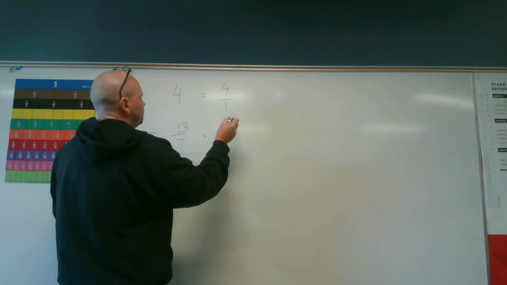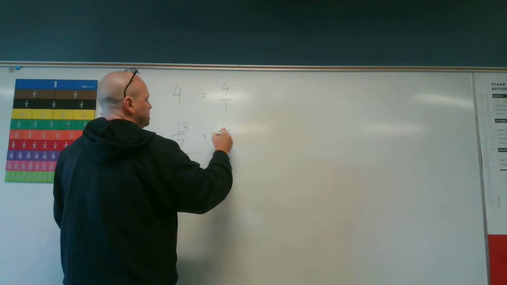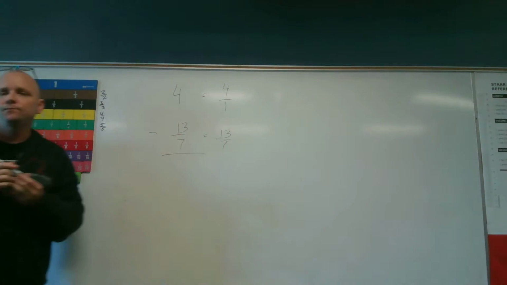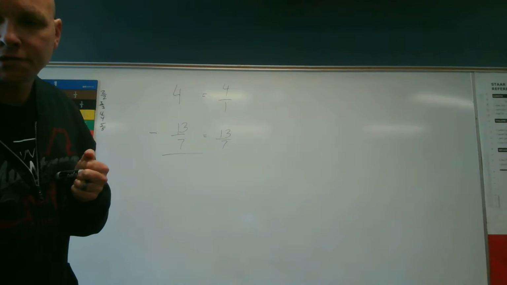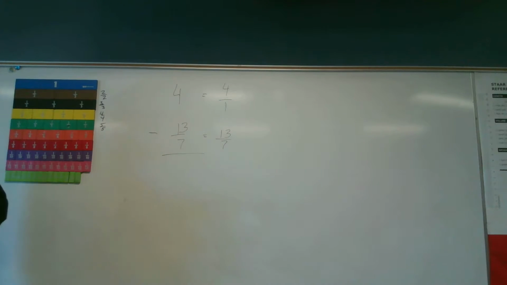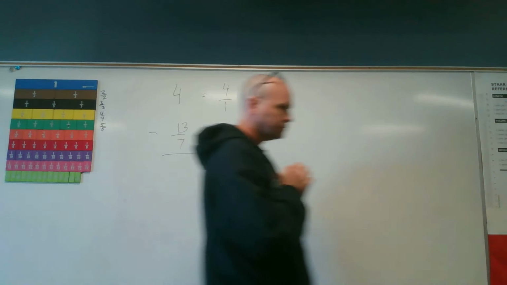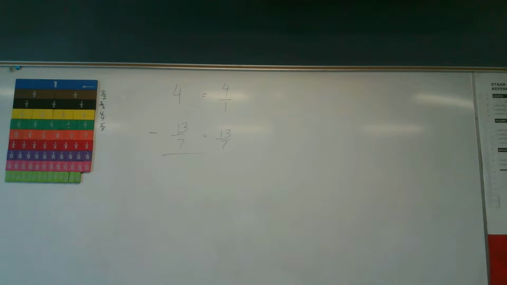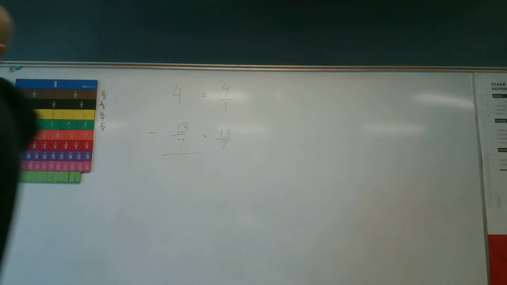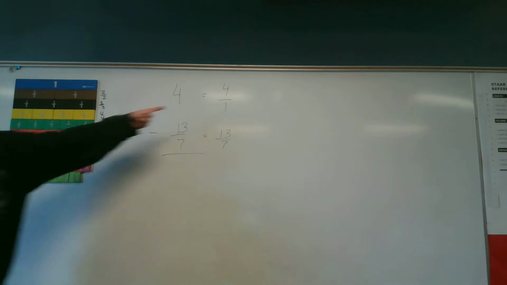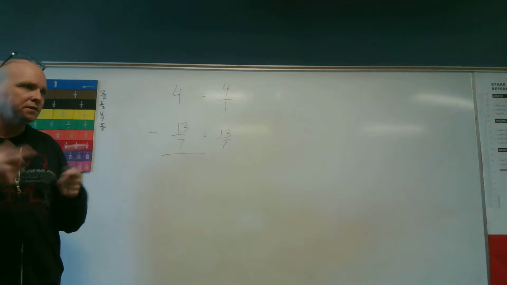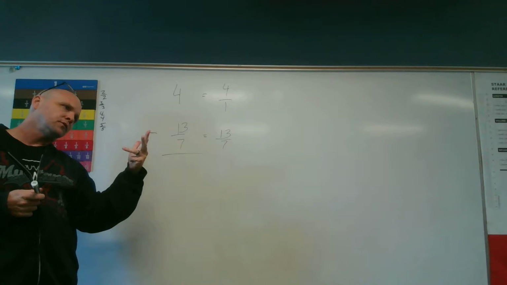So now I have 4 over 1 and 13 over 7, but we're not quite there yet. Eden, why are we not quite there yet? Because in order to subtract them, you have to make them have the same denominators. Good. They have to have a common denominator. What would the common denominator be, Eden? We have 1 and we have 7. It'd be 7.